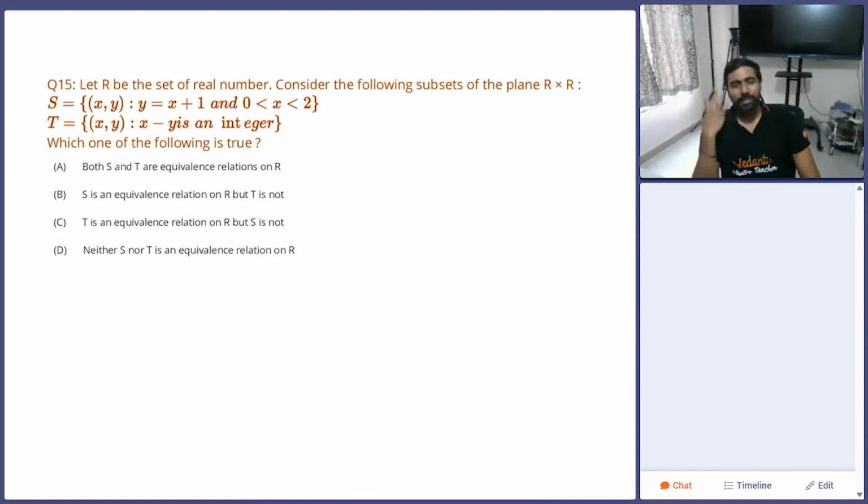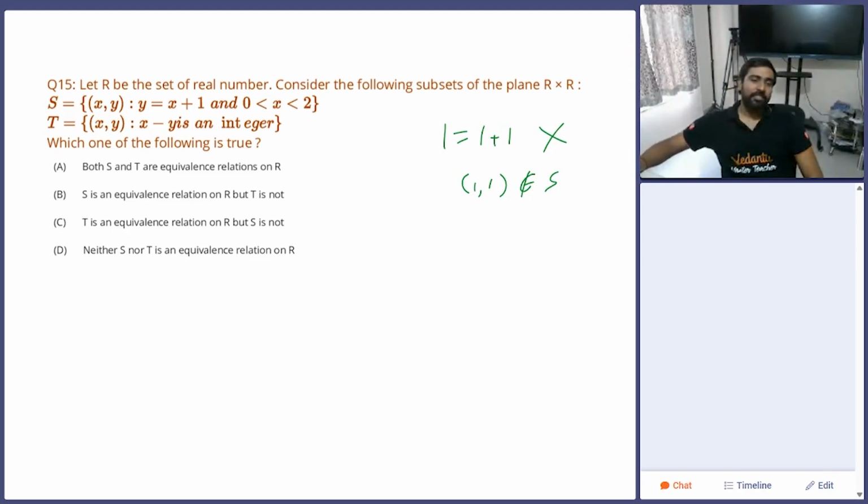One of the easiest types of question, type of relation. You have been told the first relation, let's see, y equal to x plus 1. I can directly say that 1 equal to 1 plus 1 is absolutely incorrect. 1 comma 1 does not belong to the relation, which means it is definitely not reflexive. If it is not reflexive, it will also not be equivalence. So S is equivalence is wrong. Okay.